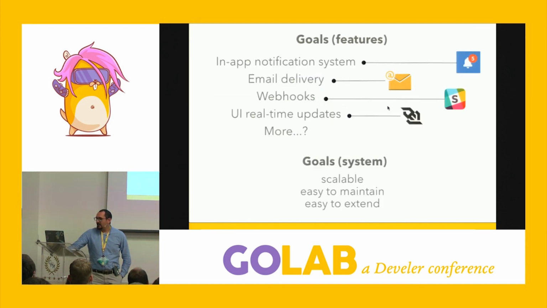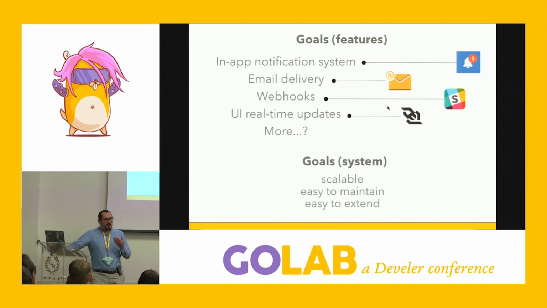So these are some of our goals in terms of features for our system. As I mentioned, the in-app notification system and email processing. Then we also have webhooks. Some of the objects inside our product can be connected to external systems, like, for example, Slack. That is the Slack icon. So when you do something, you can automatically have messages in Slack. And then we wanted to have UI real-time updates. And we wanted to do that with WebSockets specifically.